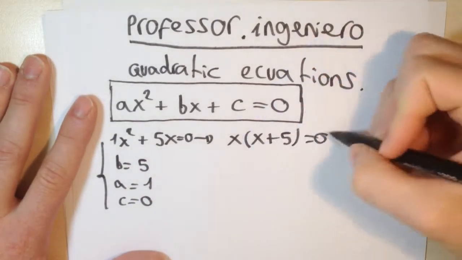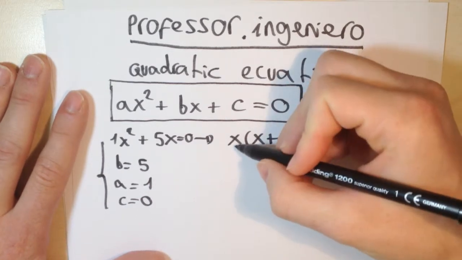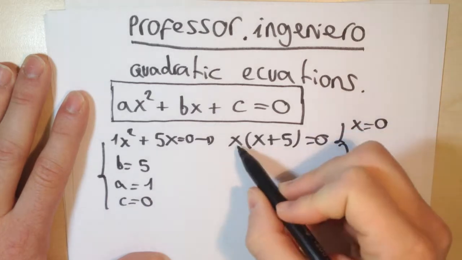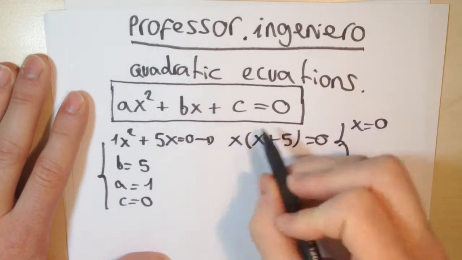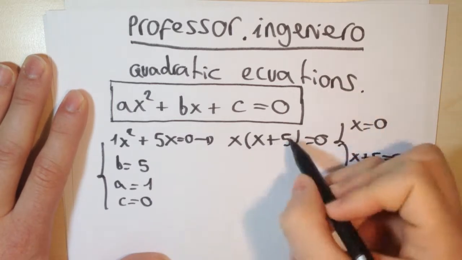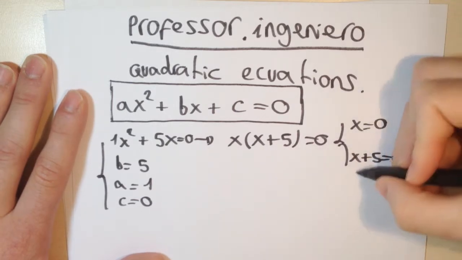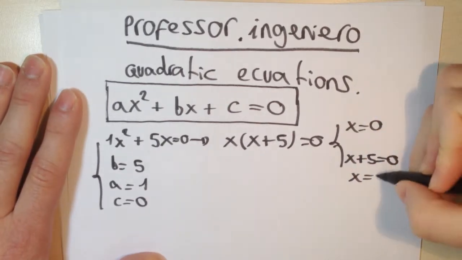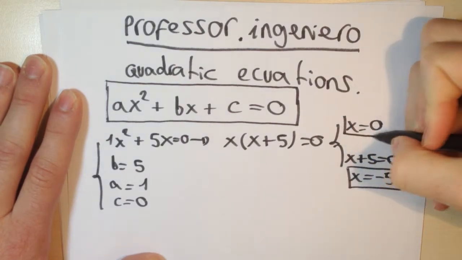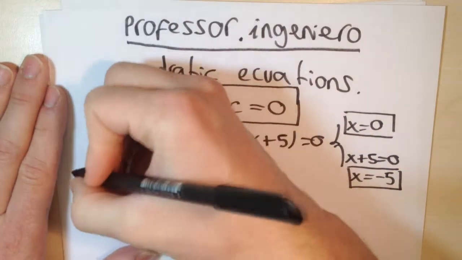So if this is 0, we have two different situations. Maybe this is 0 or this is 0. So we have x equals 0, because if x equals 0, everything is 0, or x plus 5 equals 0, because if this is 0, x multiplied by 0 would be 0. So x equals minus 5. We have two different solutions, x equals 0 and x equals minus 5. This is type 1.